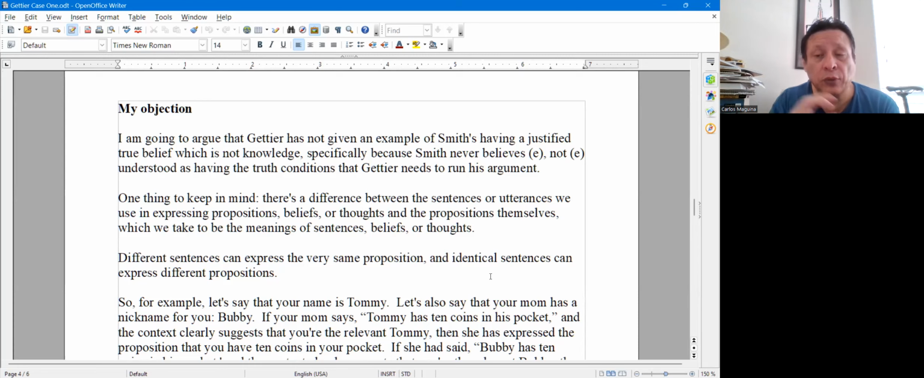And then the second point related to that is that different sentences can express the very same proposition. And also, identical sentences, like two sentences that are stated verbatim, word for word, exactly the same, can express different propositions. And then I'll give an example, a very intuitive example. I don't think this is controversial at all.